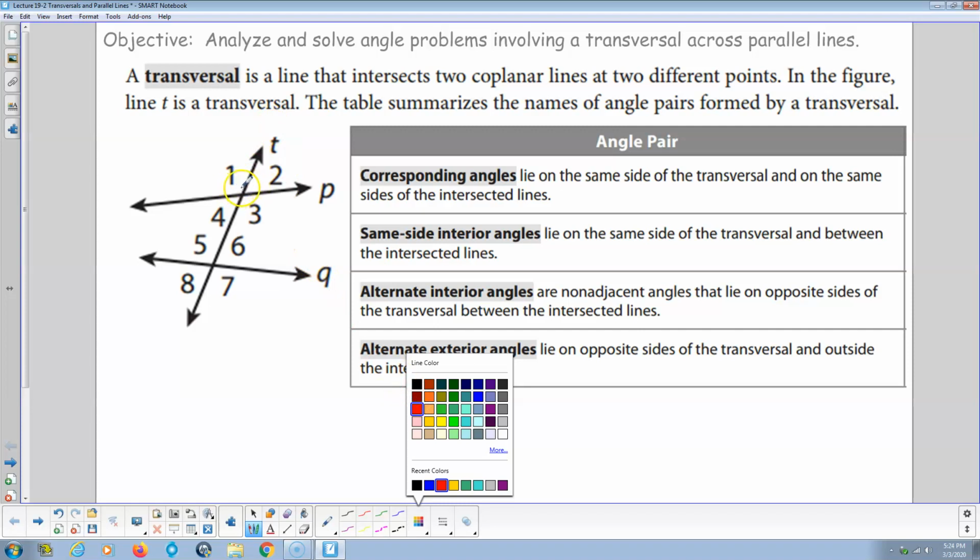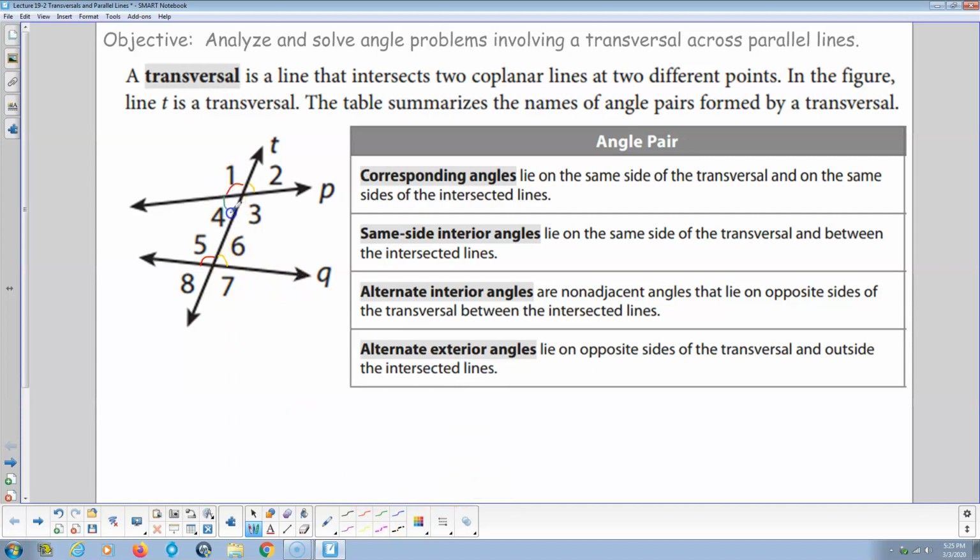Notice, for P, 1 is the upper left angle. So for Q, 5 is also the upper left. So 1 and 5 correspond. So angle 2 is the upper right angle. So for line Q here, 6 is the upper right angle. So 2 and 6 correspond.